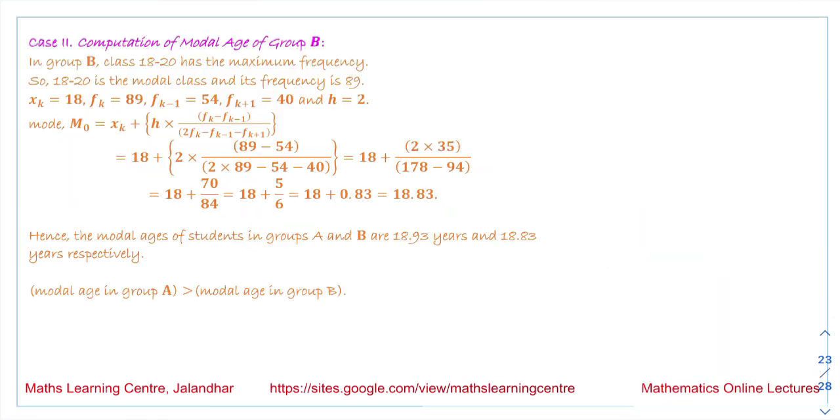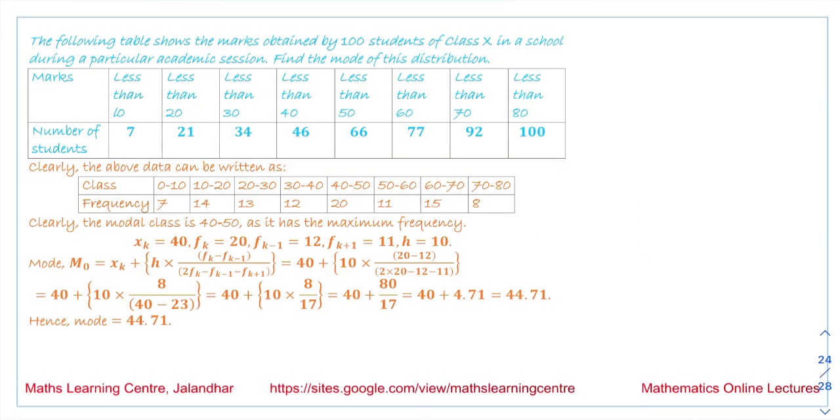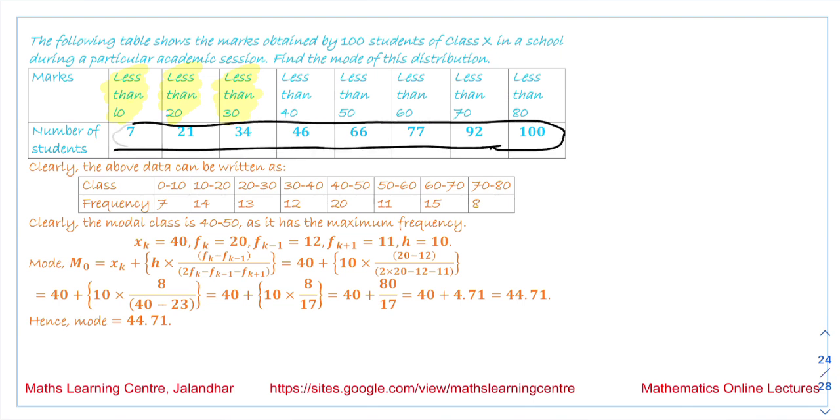Next is the following table, which shows the marks obtained by 100 students of class 10th in a school during a particular academic session. Find the mode of this distribution. So the marks given to us are in the form less than 10, less than 20, less than 30. Basically these are not frequencies, these are cumulative frequencies, less than type frequencies. So first of all, we convert this data into class intervals.